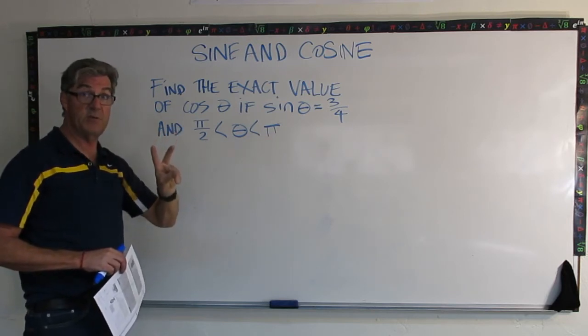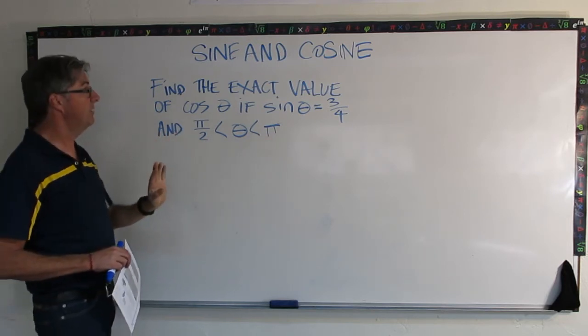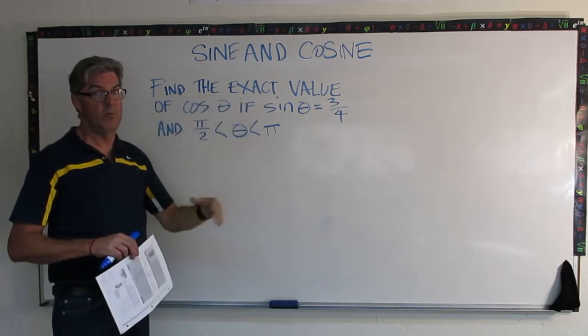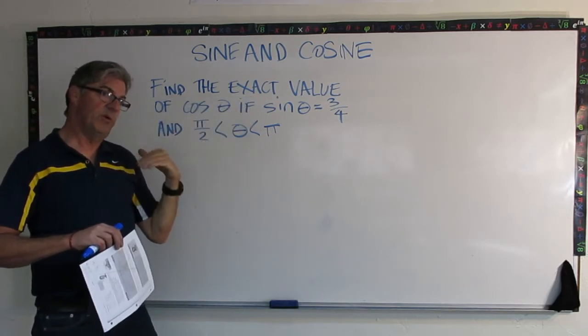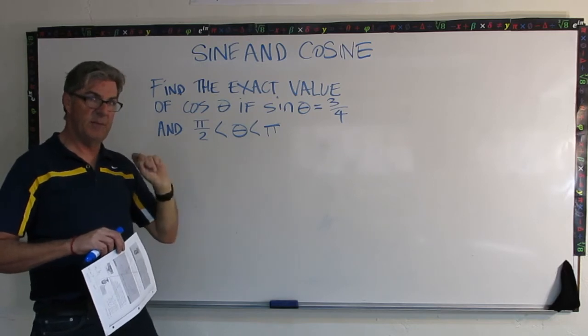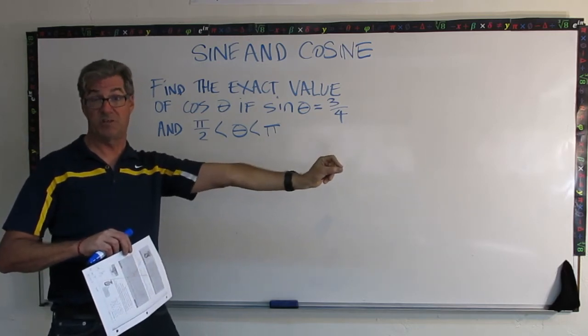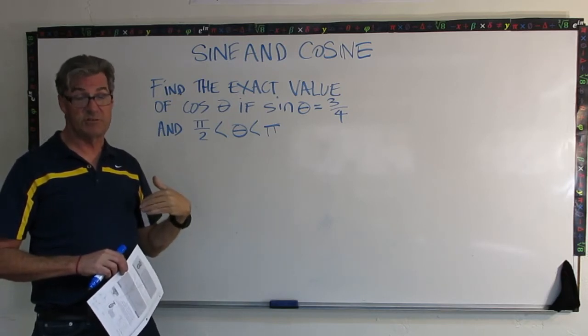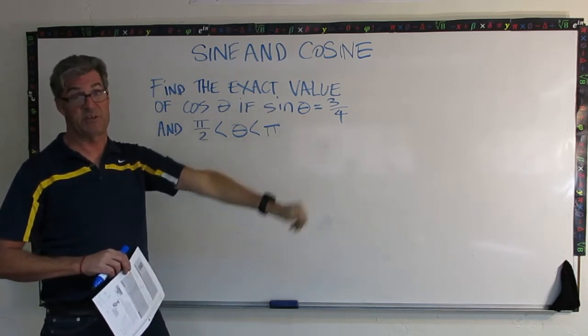So there's two things I want to talk about before we jump into this problem. The first one, when they say exact value, what they mean is don't put a square root into your calculator and get a big long decimal expansion. Once you do that, it's no longer exact, it's an approximation, because you can't write out all the decimals that are there.